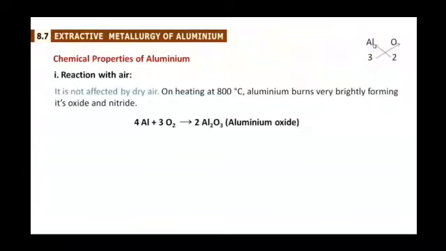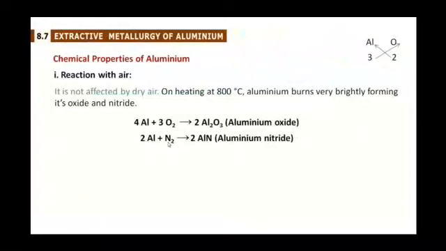Let's see how we got Al2O3. The valency of aluminium is 3 and oxygen is 2. When you cross multiply these two valencies, you will be getting Al2O3, aluminium oxide.